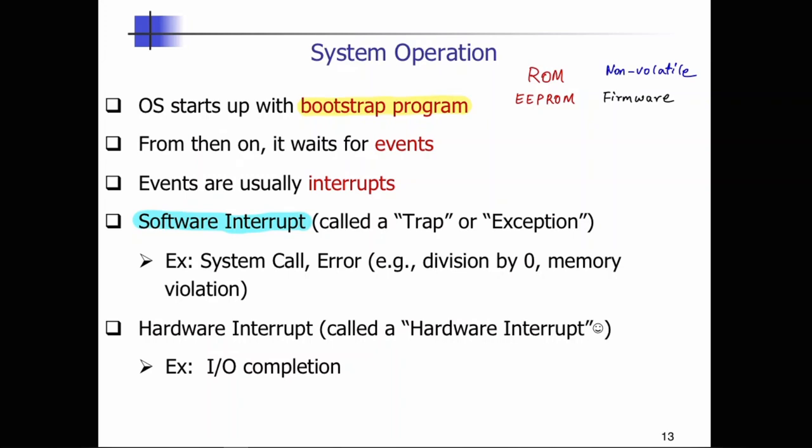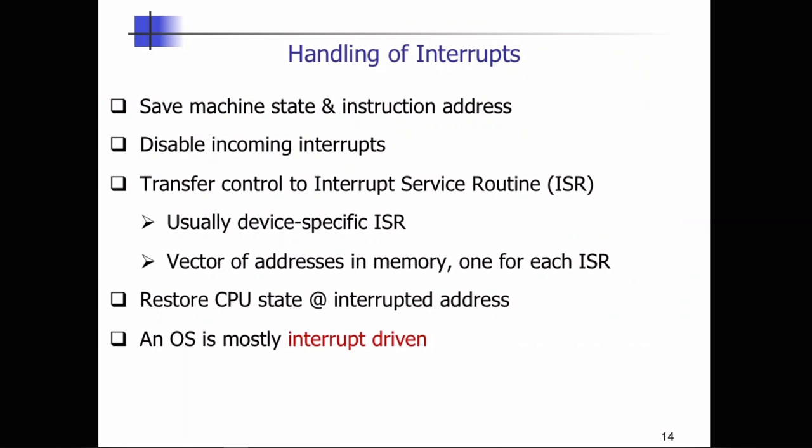Next, the hardware interrupt is initiated because of an I/O device trying to interrupt the CPU, trying to gain the CPU's attention. That is, for example, to complete an I/O operation. So that's called a hardware interrupt. Those two types of interrupts are what the operating system is going to wait for. Let's see how we handle those interrupts.